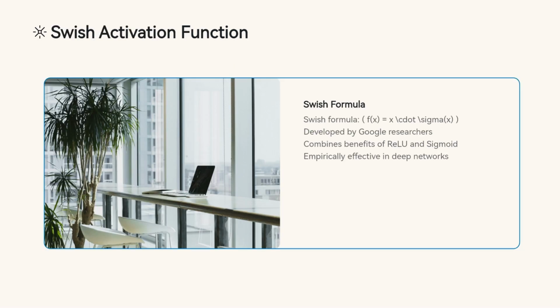One of the newer activation functions to emerge is Swish, developed by Google researchers. Swish is defined as f(x) = x · σ(x), where σ(x) is the sigmoid function. The function combines the best properties of both ReLU and sigmoid.